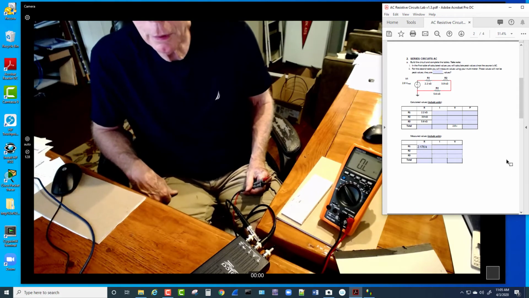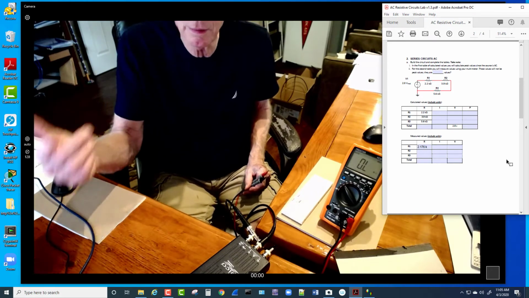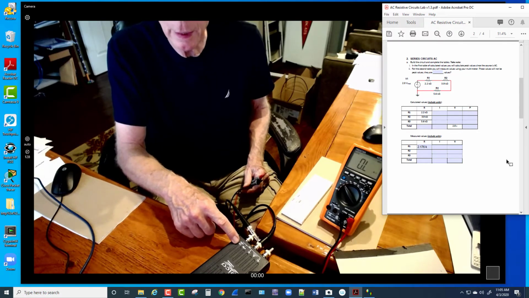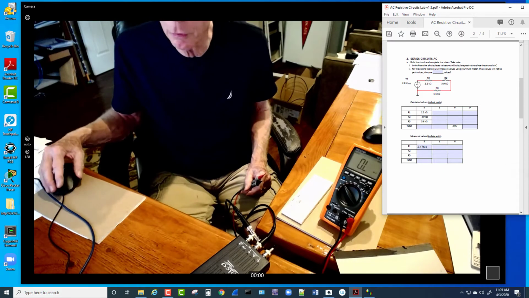Now I'm going to have to set up and put the waveform on out of this guy. And give me a moment to adjust the camera and so forth, and we'll do that.